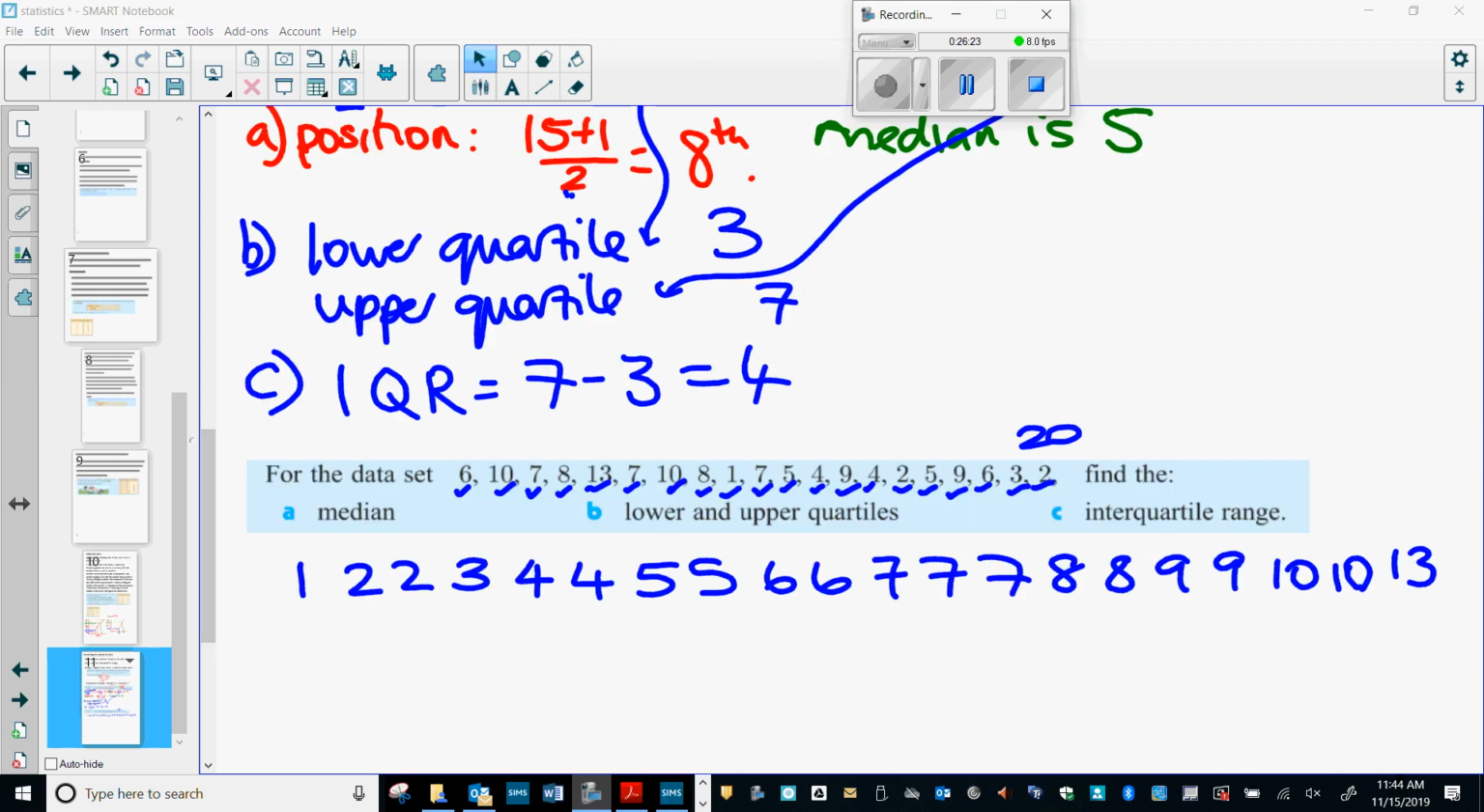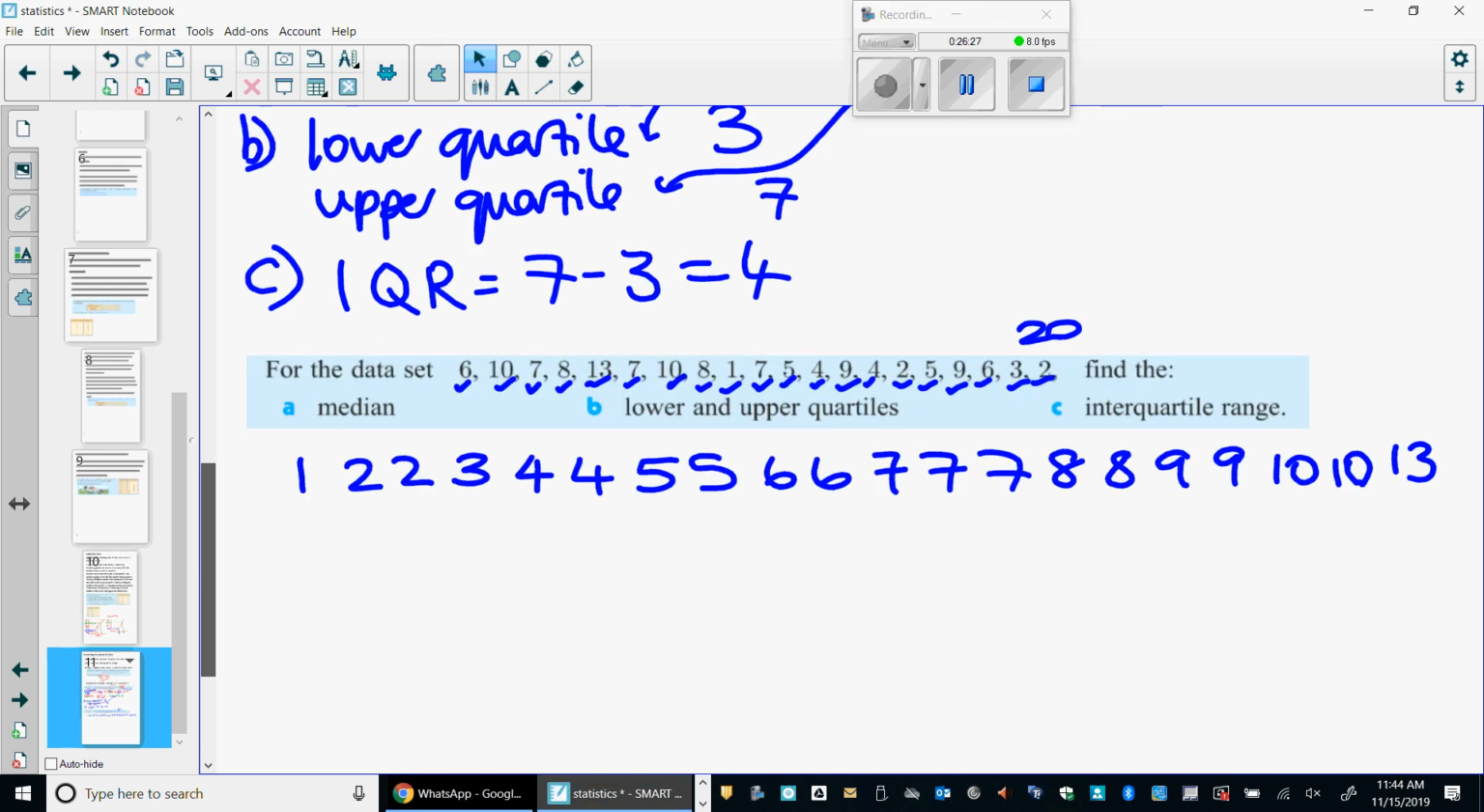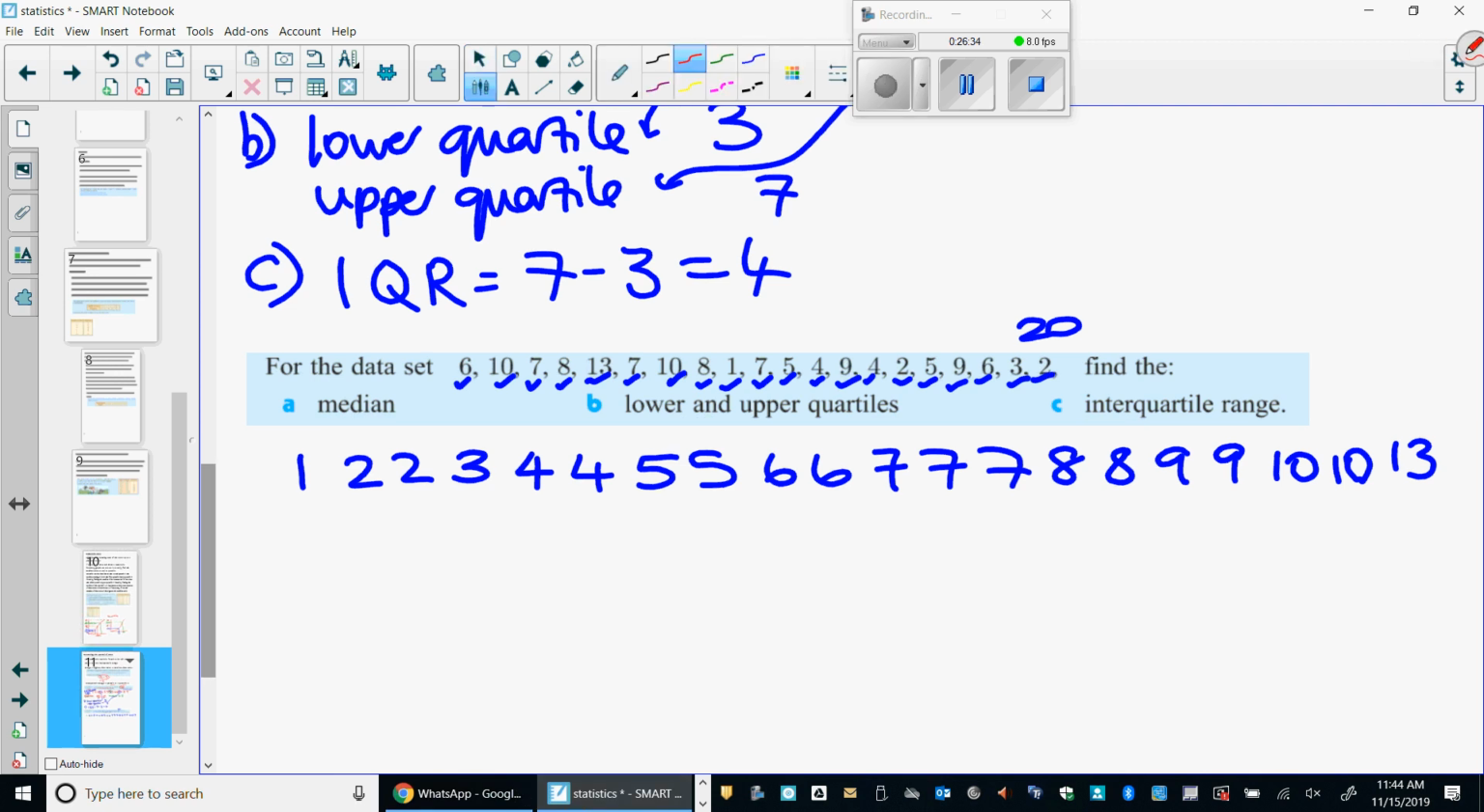Alright, so for this one we've got 20 pieces of data, yes? They've asked us to find the median. So to find the median, we would add 1 to that, so 20 plus 1 divided by 2 gives us 10.5. Remember, you'd have to find the 10th and the 11th piece of data, because we got a 0.5.